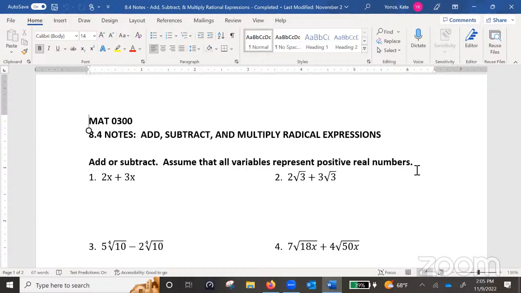All right. So the rules for adding radicals, do I have everything going? I've got my Zoom recording. You can see it, they can see it. I think I'm good.